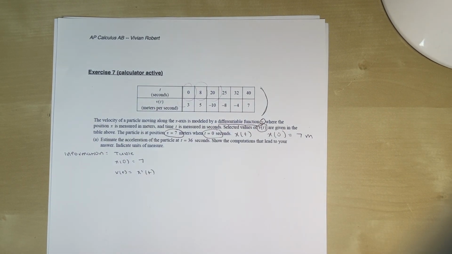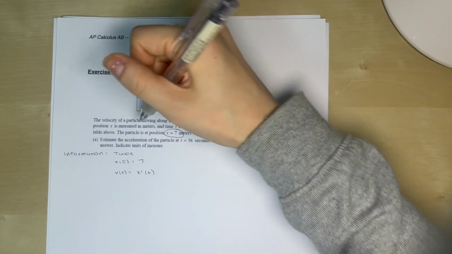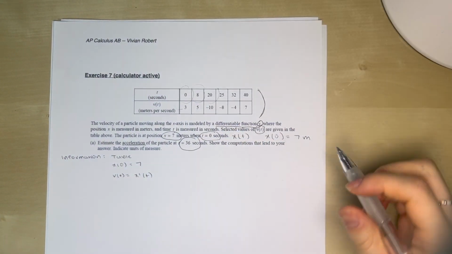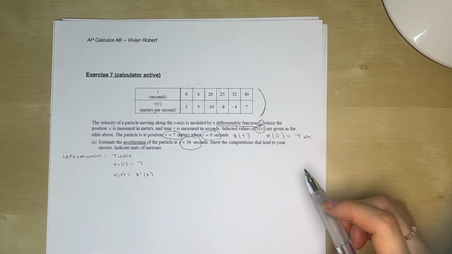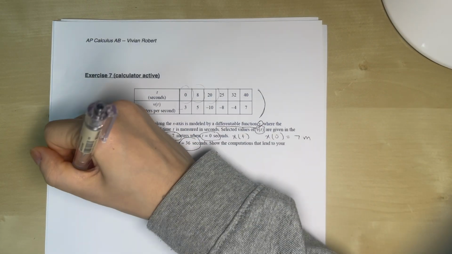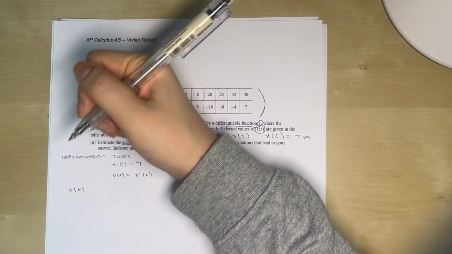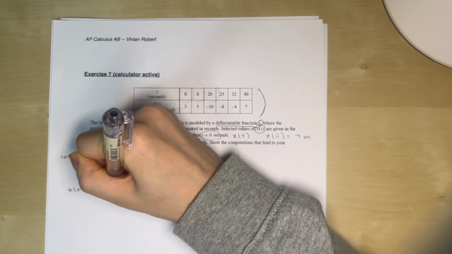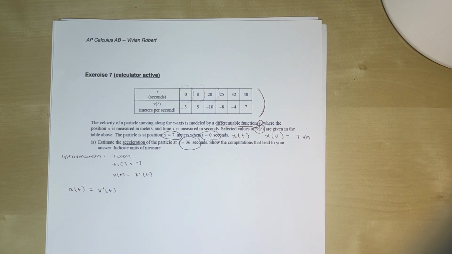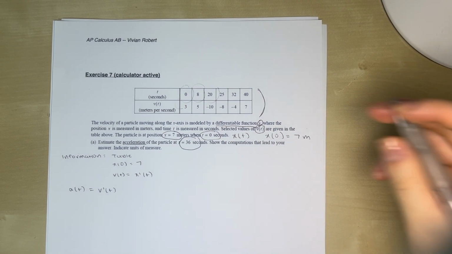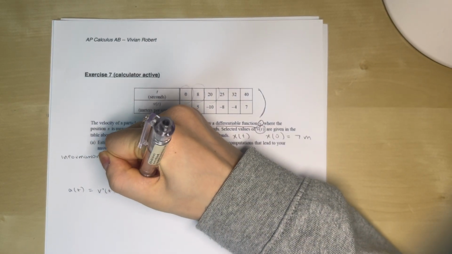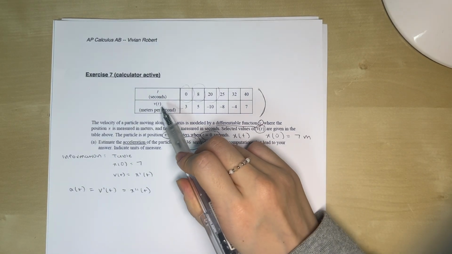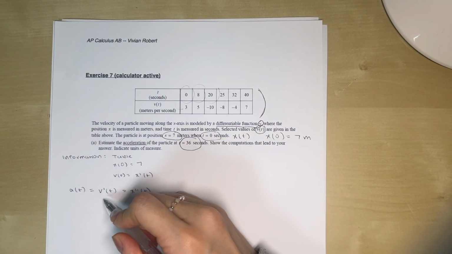Given this information, let's look at the question. Estimate the acceleration of the particle at t equals 36 seconds. Show the computations that lead to your answer, indicate units of measure. Immediately we know that we're going to be looking at acceleration, which is how fast the velocity function is changing. In other words, v prime of t. You can also think of this as x double prime of t. But since we have information about v of t, that's what we're going to be focusing on.